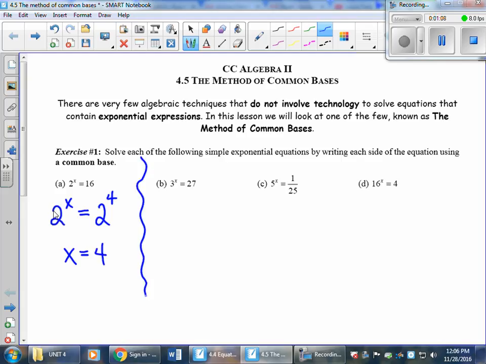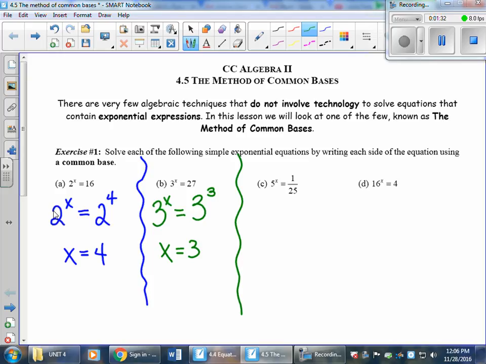All right? So keeping that in mind, it's the same situation in letter B. I have 3 to the x on the left-hand side, and I can rewrite my 27 in a base 3. So I know 3 to the 3rd power is 27. So I know as soon as I have those same 3's, those bases, my exponents, again, need to be equal.